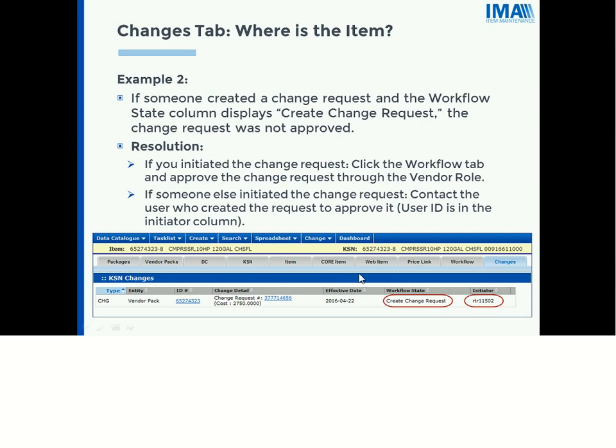And you can do that by going to the Workflow tab right here and approving. If this is somebody else's ID, then if you know who it is, let's say it's somebody else that you work with at your company, or maybe it's your buyer, you might want to reach out to them and let them know, hey, you did this change request and you saved it, but you didn't actually approve it. So they would need to either approve it or delete it. Or if you don't recognize the user ID, you don't know who it is, you can email IMA help, and they will help get it.